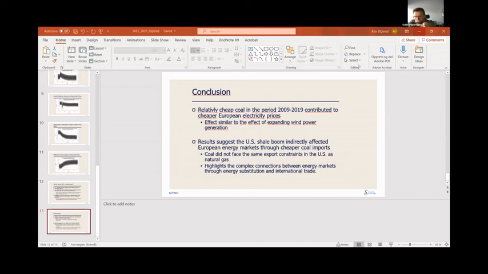Okay, any other questions? Just trying to understand, because I was always thinking that the shale gas boom in the US also resulted in quite some export of gas to the European Union, which apparently was not the case, if I understand you correctly.